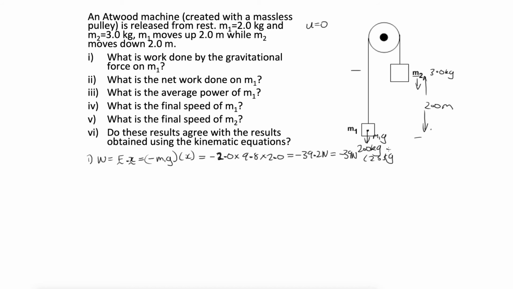Now in part 2, we're asked what is the net work done on M1. So in order to do this, there's two ways we could do it. We could do it using that the net work is equal to the net force times the displacement, or we could work out each of the individual works individually and say, well, the net work is equal to the sum of the work. But to do this, we're going to need to know what forces act on M1. So we've already discussed the weight force, which is pulling down, and we've calculated the work done by that force, but we've also got the tension force pulling up.